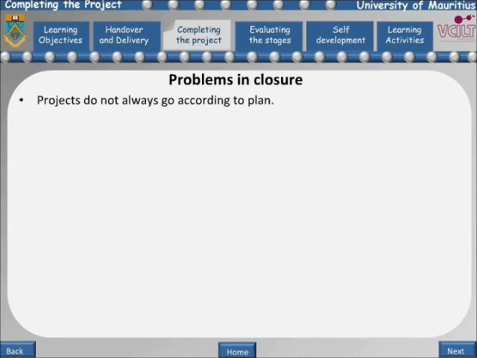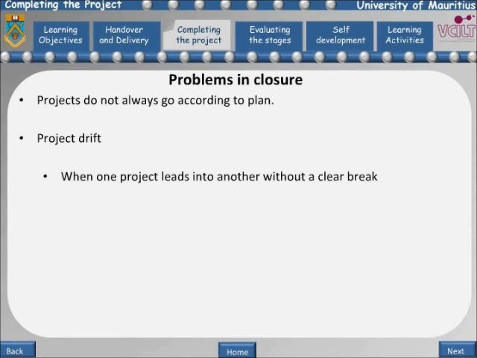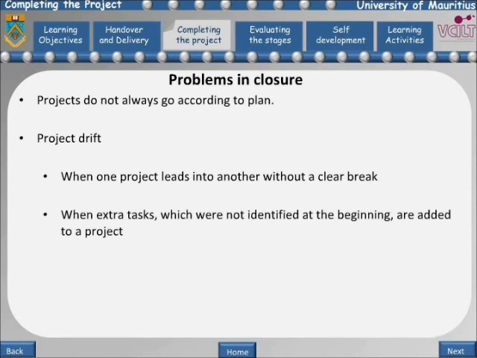Projects do not always go according to plan. If problems develop during the closure period, there are particular difficulties. One of the common problems is project drift. Project drift is a common problem when one project leads into another without a clear break, or when extra tasks which were not identified at the beginning are added to a project.